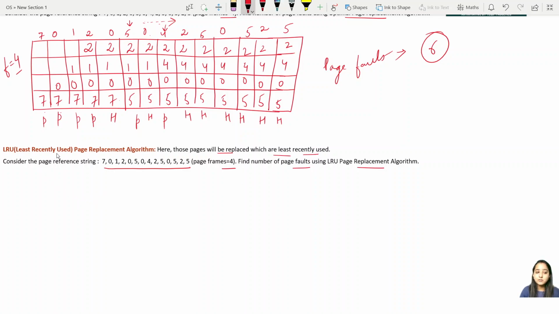And there is also the most recently used page replacement algorithm. There, whichever pages are most recently used are going to be replaced whenever the new page arrives. Okay, let me solve for LRU. String is 7 0 1 2 0 5 0 4 2 5 0 5 2 5.